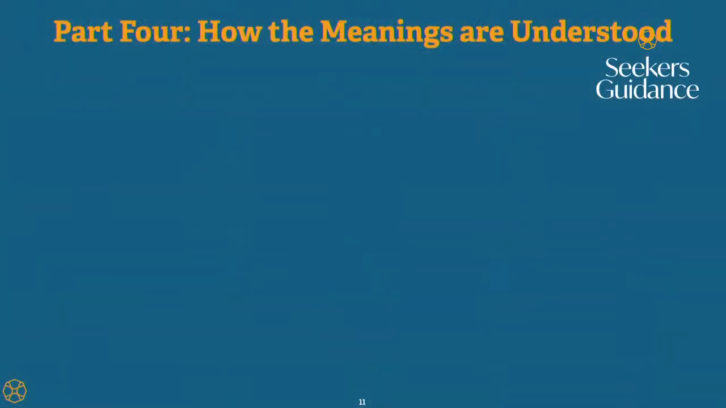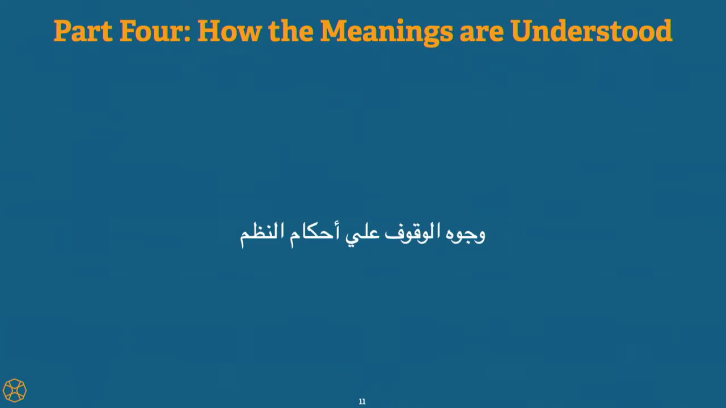Then how meanings are understood from the text, right? So this is called wujuh al-wuquf ala ahkam al-nazm. You can understand the meaning from the expression of the text, what the text itself says. For example, Allah subhanahu wa ta'ala tells us, don't say uff to them regarding one's parents. So explicitly, this is called ibaratun nas, we don't say uff to them.